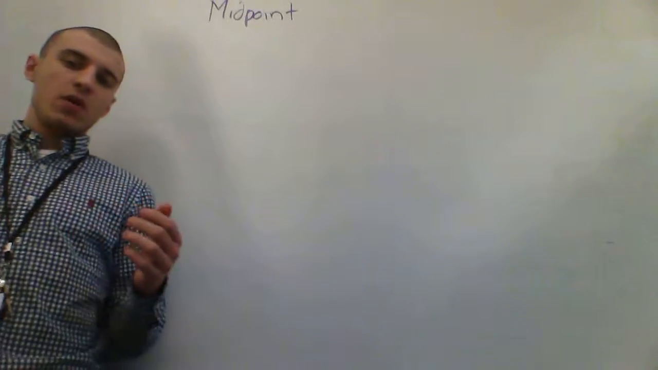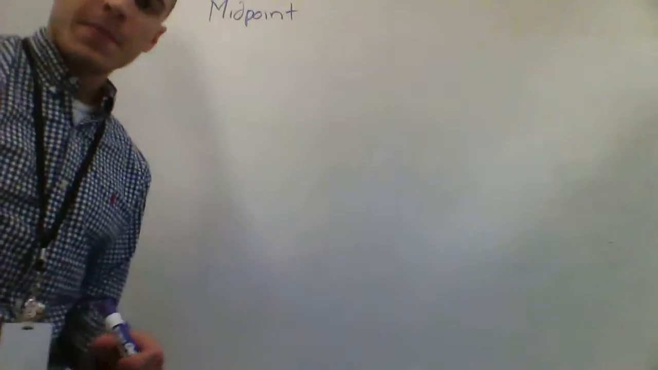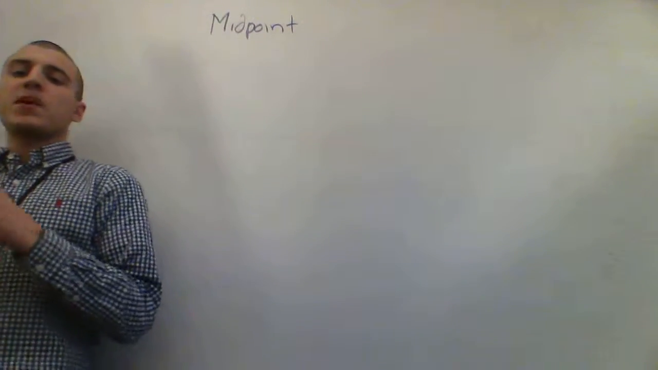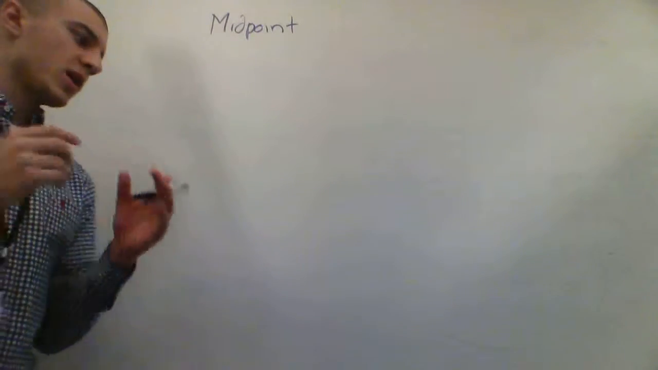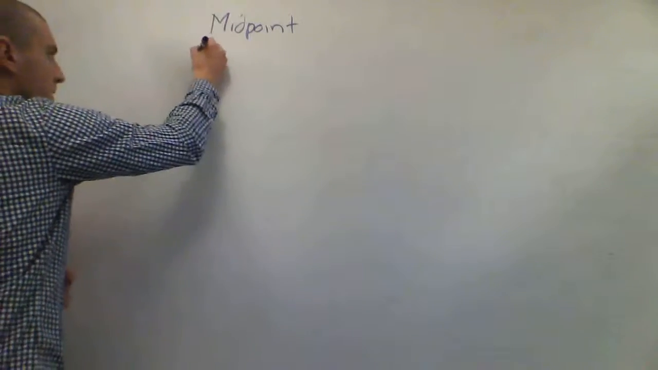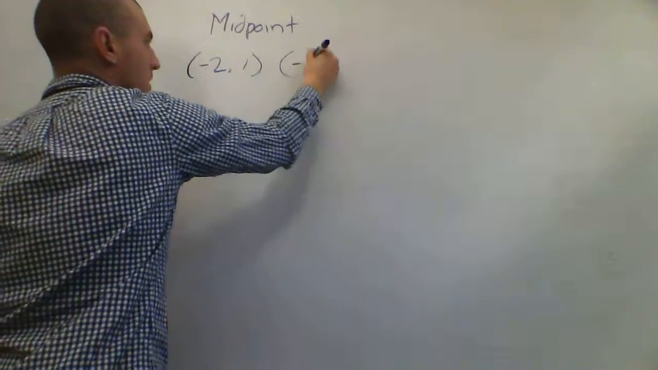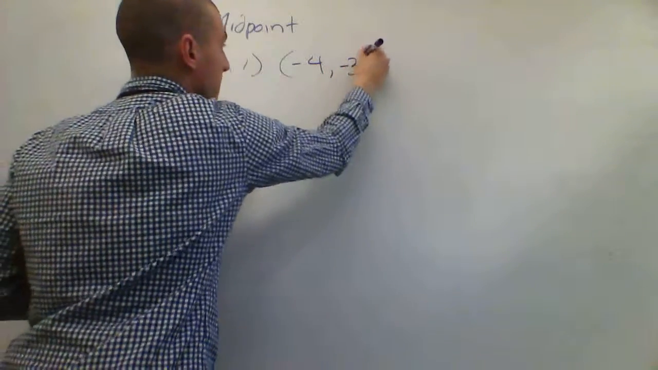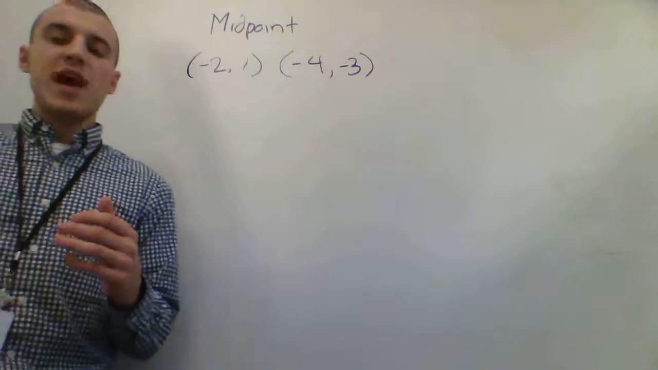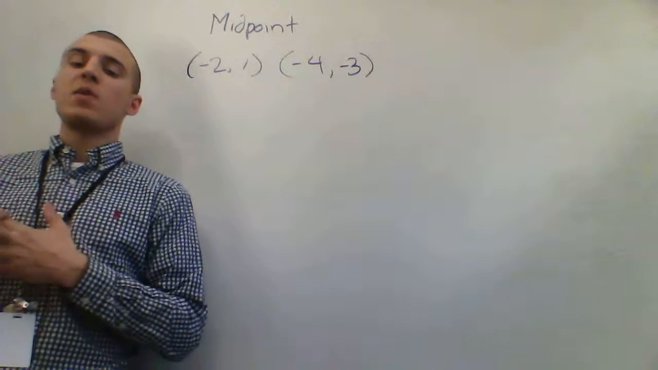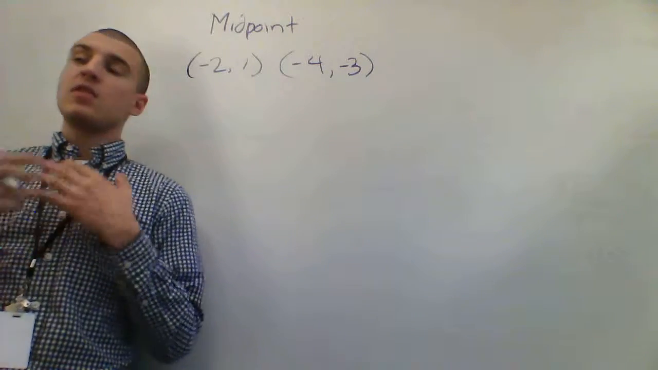Okay, in the last video, we did our slope. In this one, we will do midpoint. Now, slope and midpoint have something in common, right? You are given two data points: -2, 1, -4, -3. You're given two data points, and you have to label them. You start slope with that, and you start midpoint. And next, we're going to do distance. You do the same thing.